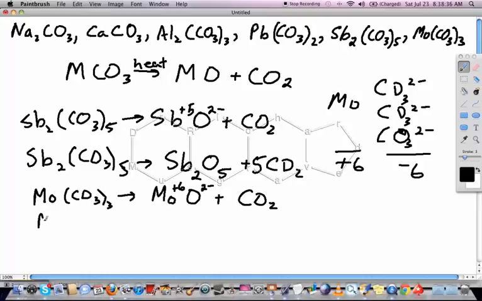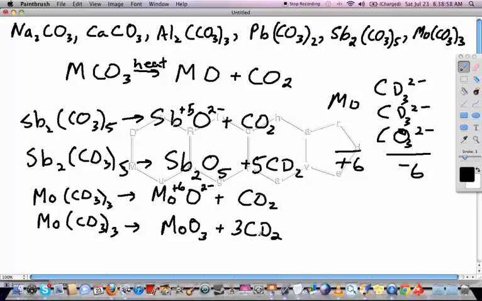So now we figure out what the formula of the oxide is, and it's going to be MoO3. We need 3 times negative 2, which is negative 6, to match the plus 6, plus CO2. We've got 3 C's over here, and that would mean we've got 9 oxygens. 2 times 3 is 6 plus 3 is 9. 1 Mo, 1 Mo, so we're good. So this one's balanced as well.